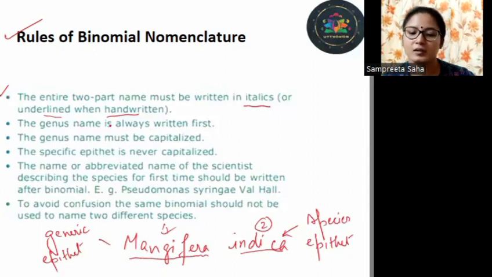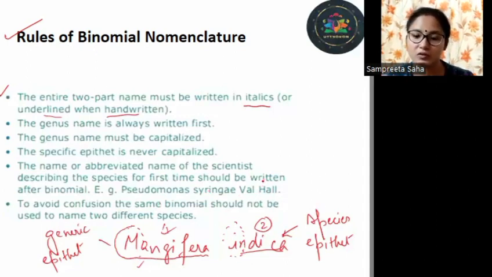All right. The genus name is always written first. The genus name, that is this one, is always written first, and the genus name must be capitalized. The first letter should be in capital. The specific epithet should never be capitalized. The first letter should never be in capital. The name or abbreviated name of the scientist describing the species for the first time should be written after the binomial. That is, first you write the genus, then you write the species, and after that we put the name of the scientist who has discovered it for the first time.